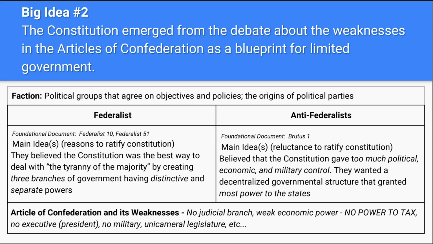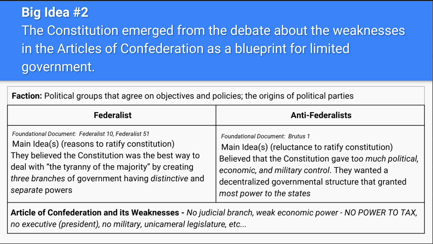Second big idea, the Constitution emerged from the debate about the weaknesses in the Articles of Confederation as a blueprint for limited government. One thing it's important to remember is this idea and the evolution of factions, the origins of political parties, those political groups that agree on objectives and policies. And again, in this case, we have two factions. We have the Federalists and the Anti-Federalists.